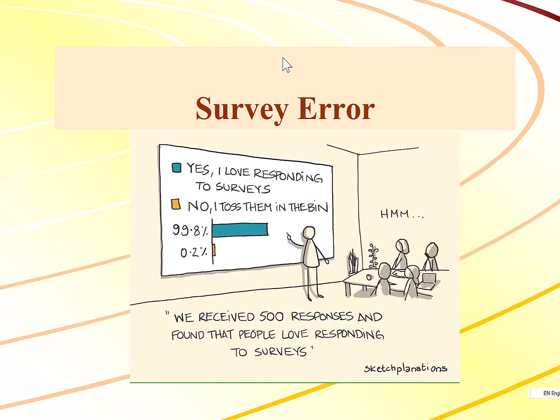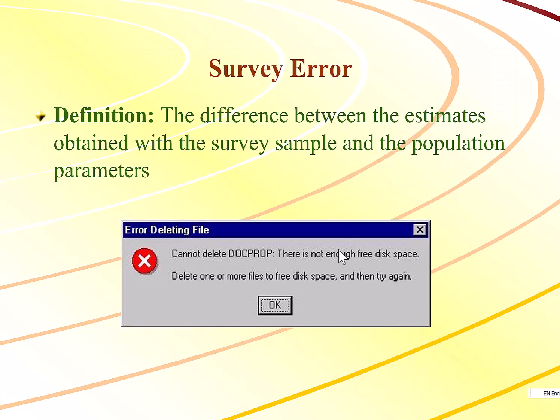This is Walter Leite, and in this presentation we'll talk about sources of survey error and how to minimize them. So error is when there is a difference between an estimate obtained by the sample and the population.